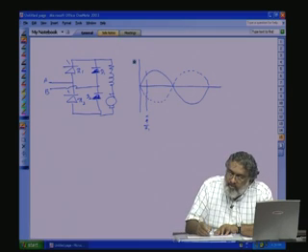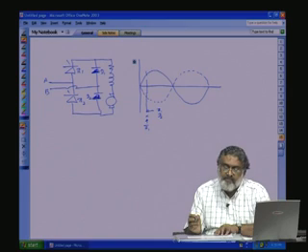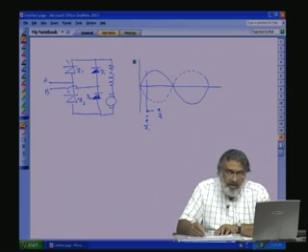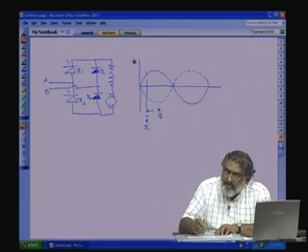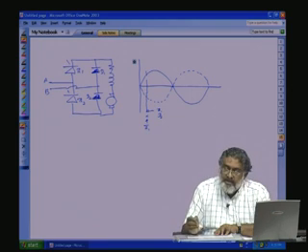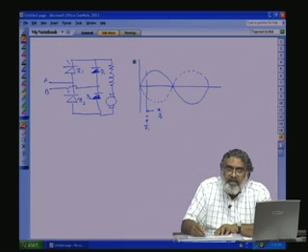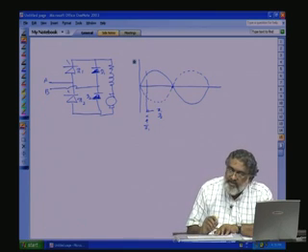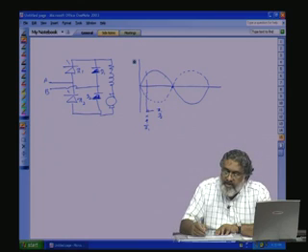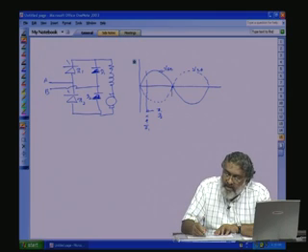So, from this point TH1 and D2 will conduct. Okay. The moment the voltage becomes negative at this point, what will happen? That is, VAB becomes negative, VBA. VAB goes negative at this point.